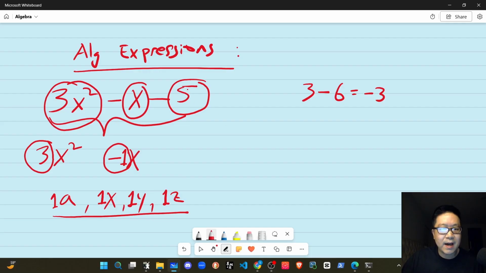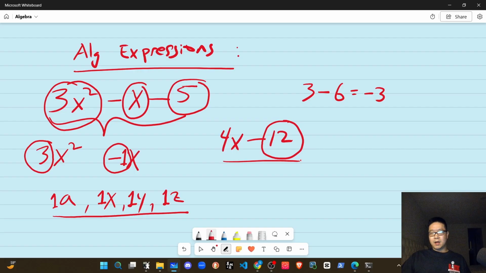And 5 would just be a constant, right? That's another thing we learned about: a number by itself that's not multiplying a variable is a constant. So if we have something like 4x minus 12, -12 would be the constant of this expression.